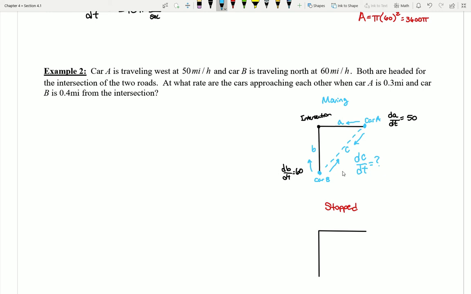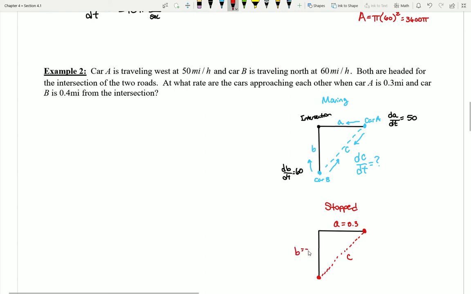Well, when I come to this stopped picture, I'm going to recognize that I have all of the same pieces in play, right? I still have a, I still have c, I still have b. I still have my cars, but now they've been locked into a particular position. So I have car A and car B in these spots. But I'm choosing to stop at the moment when car A is 0.3 miles from the intersection. So that would mean that this side length here is 0.3. And I'm also going to stop when the side length of b is 0.4.